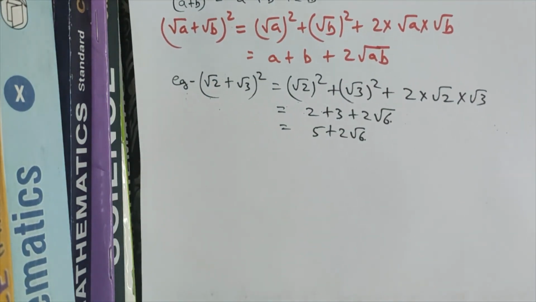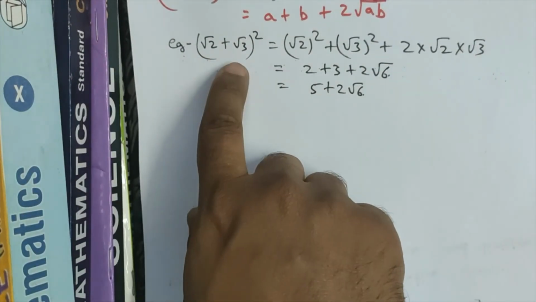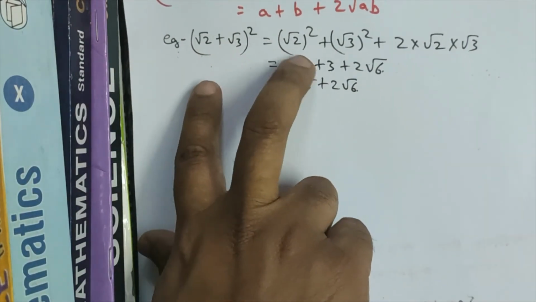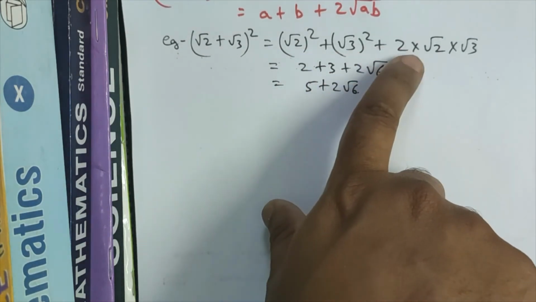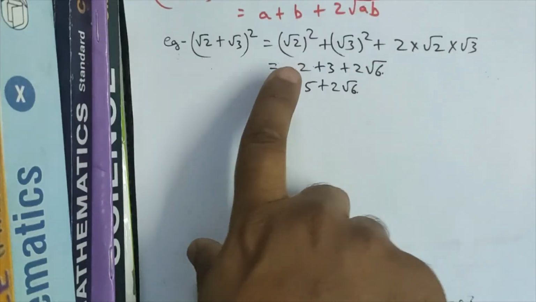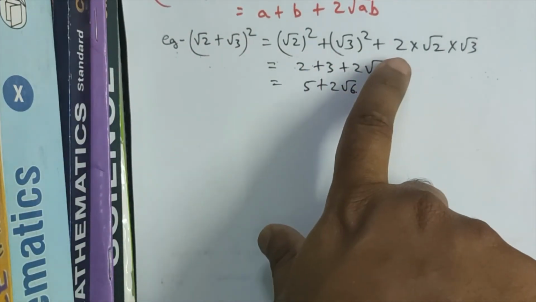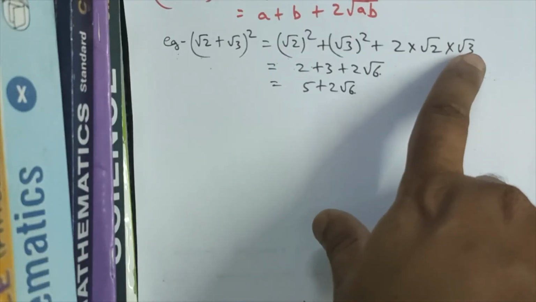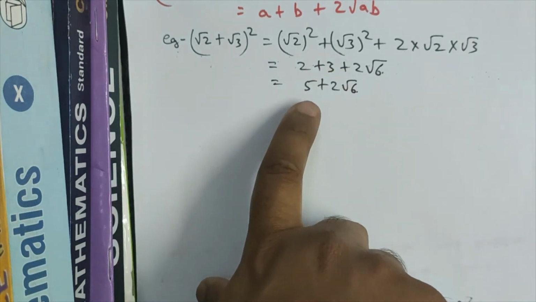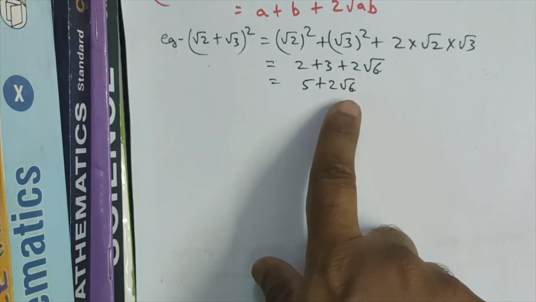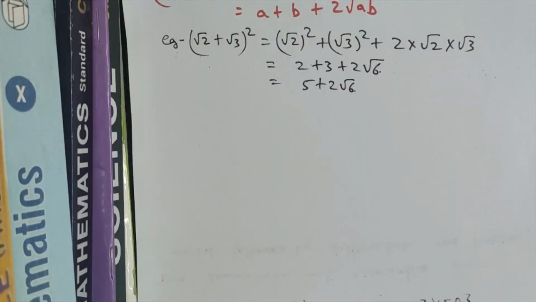Let's take an example. (√2 + √3)² will be equal to (√2)² + (√3)² + 2 into √2 into √3. That is, square of root 2 is 2, square of root 3 is 3, plus 2 into root 2 into root 3 will be root 6, 2 root 6. 2 plus 3 is 5, but 5 plus 2 root 6 will be the answer, because 5 cannot be added to 2 root 6.